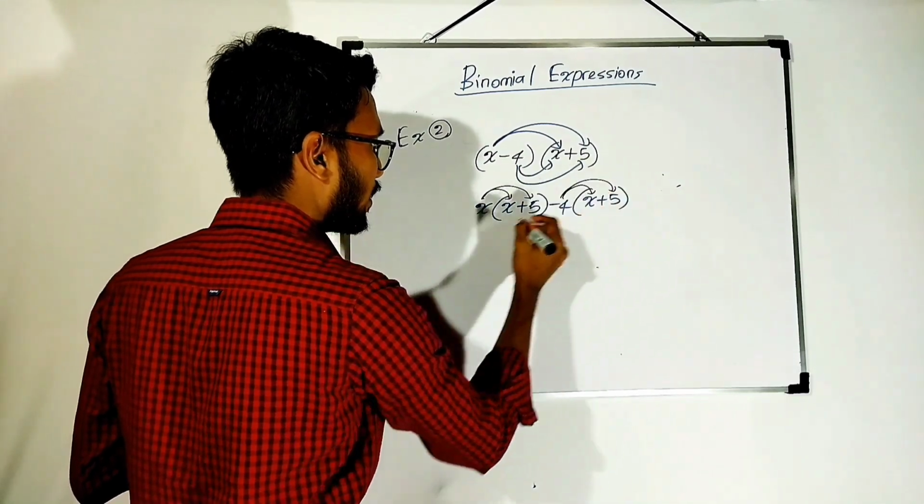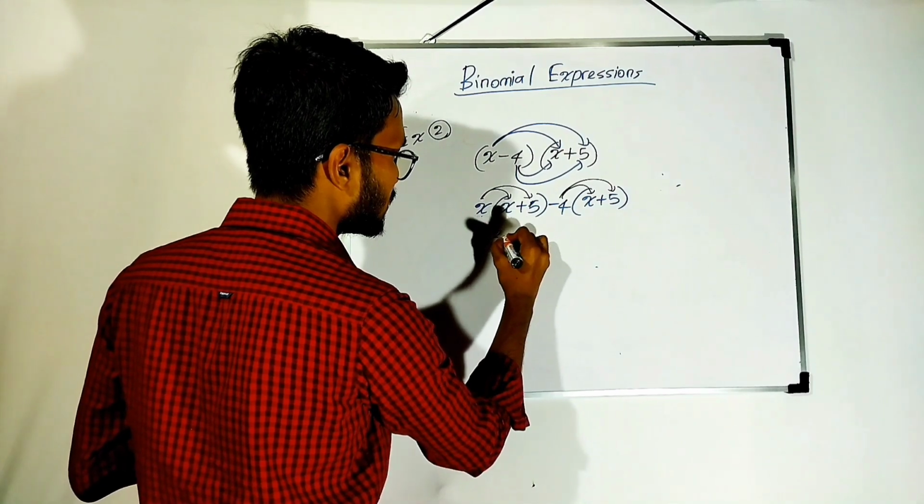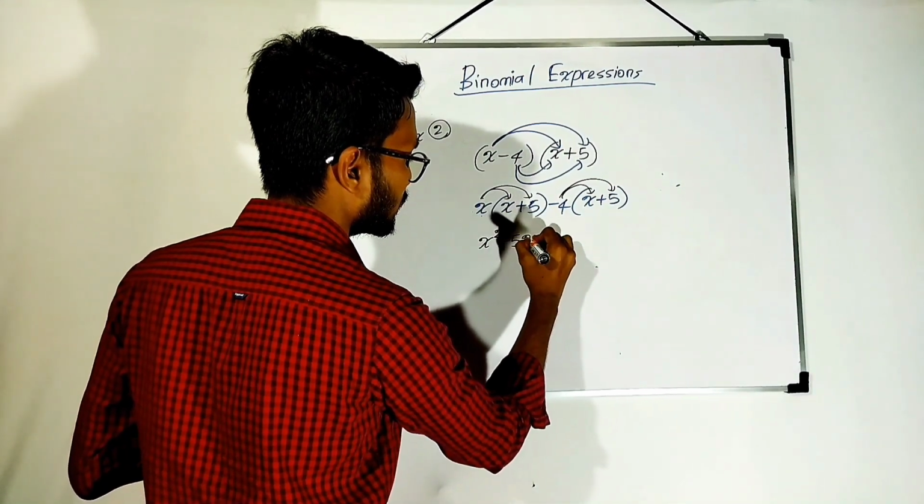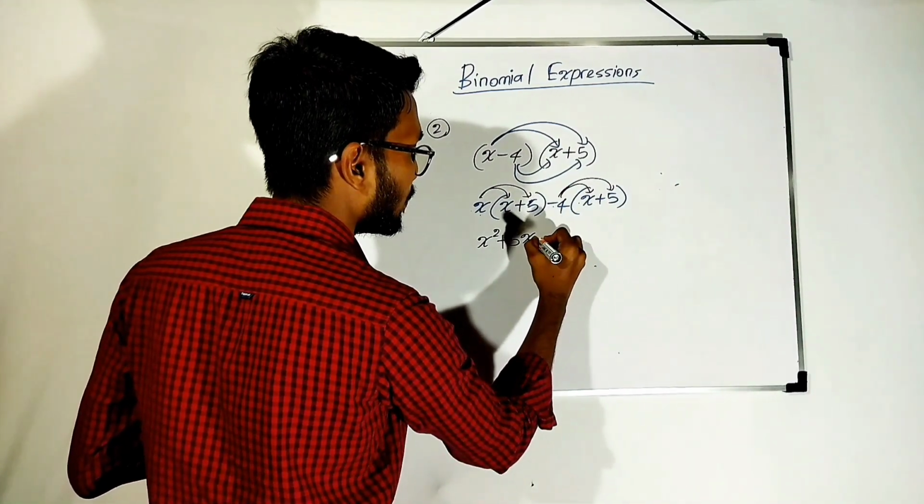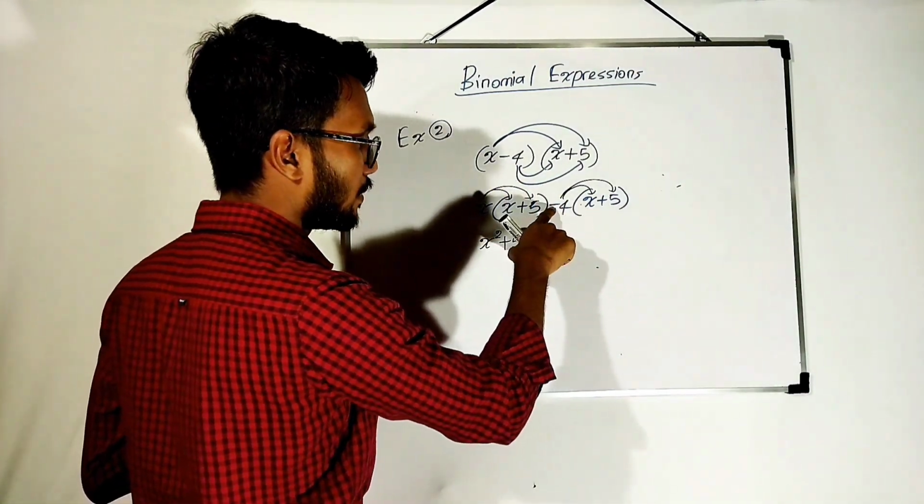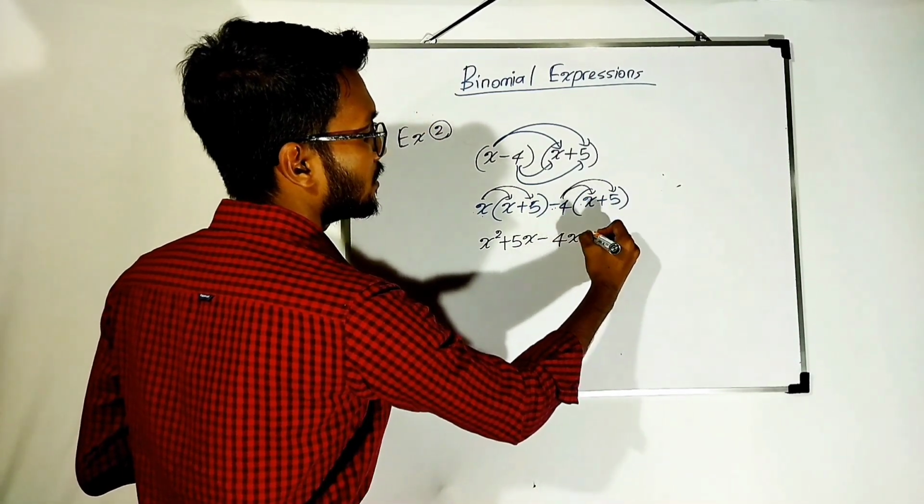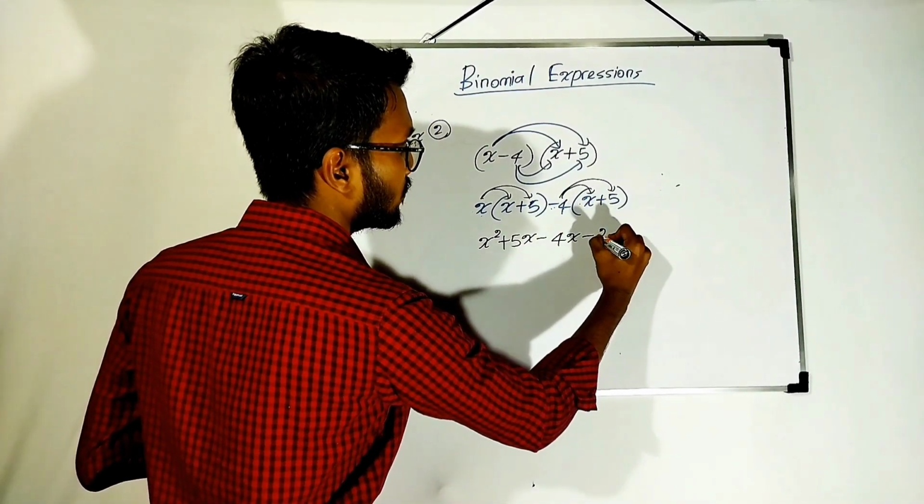X into x is equal to x squared, plus into plus is plus, x into 5 is 5x. Minus into plus is minus. If there is a normal number, what is the symbol? That is plus. Minus into plus is minus and 4 into x is 4x. Then minus into plus is minus, 4 into 5 is 20.